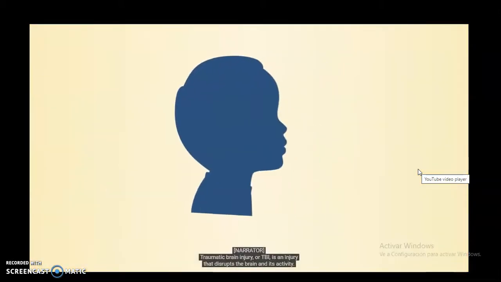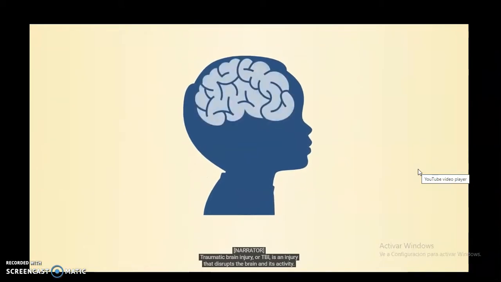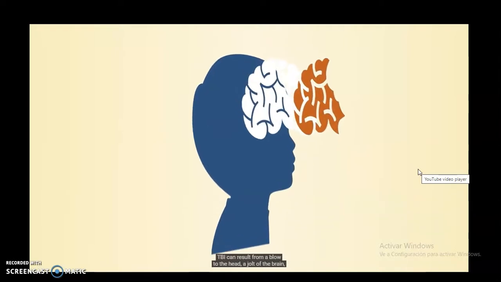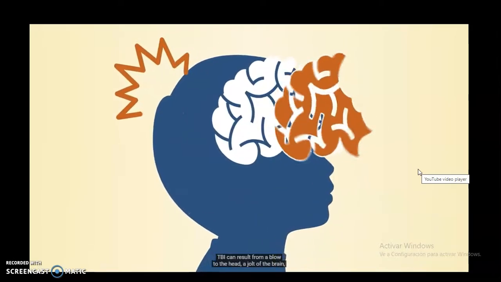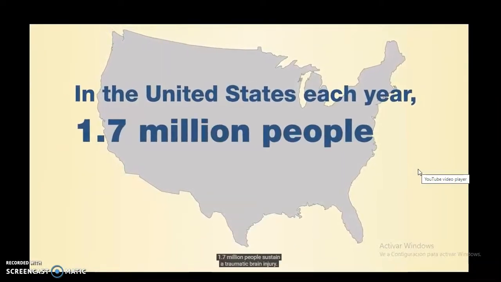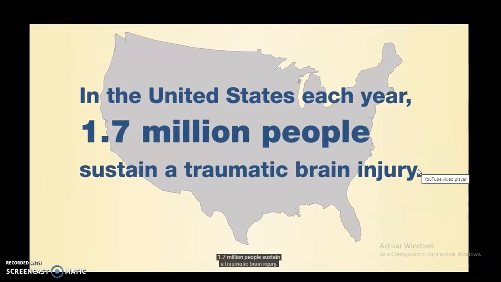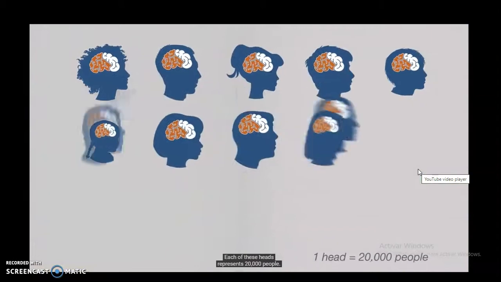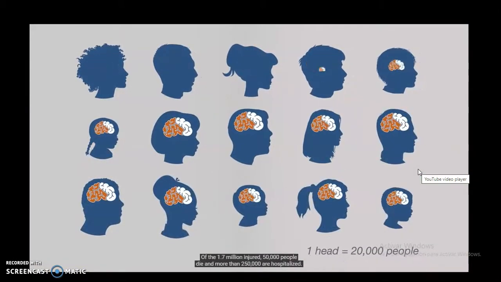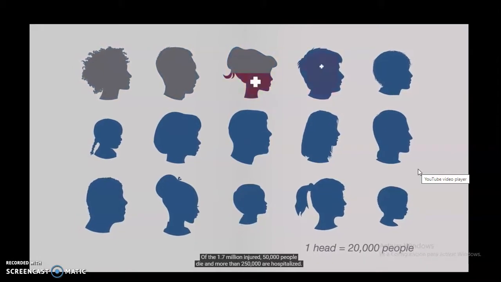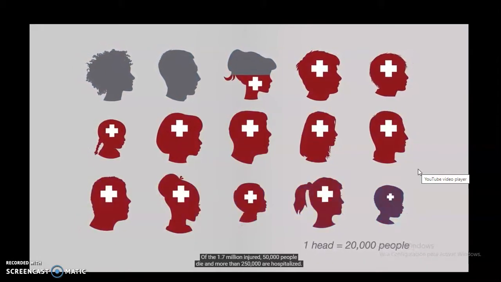Traumatic brain injury, or TBI, is an injury that disrupts the brain and its activity. TBI can result from a blow to the head, a jolt of the brain, or an object that goes through the skull. In the United States each year, 1.7 million people sustain a traumatic brain injury. Each of these heads represents 20,000 people. Of the 1.7 million injured, 50,000 people die, and more than 250,000 are hospitalized.